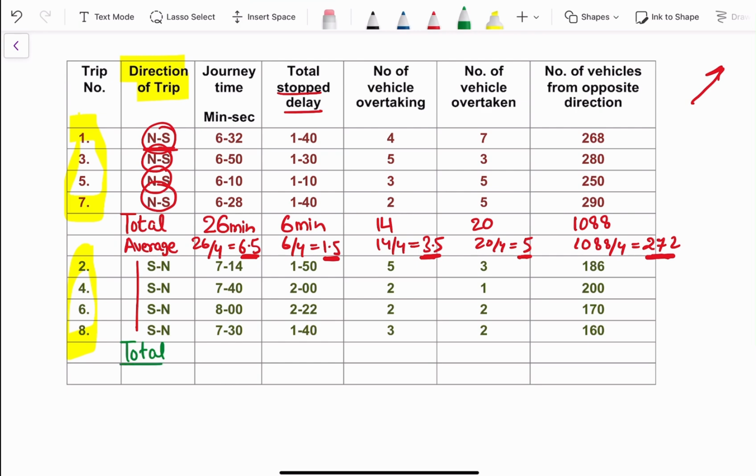So first of all, let us find out the total of the given values. In a similar fashion, the total journey time will come out to be 30.4 minutes. The total stop delay time will be 7.867.